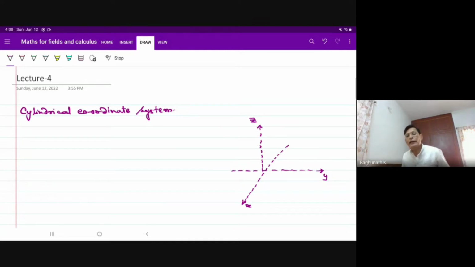And every point is then represented as the point of intersection of three planes. These three planes are the planes parallel to these reference planes. X is equal to constant is a plane parallel to the yz plane, y is equal to constant is a plane parallel to the xz plane, and z is equal to constant is a plane parallel to the xy plane. This is how we got surfaces, right? One surface like this, one surface like this, and another surface is the xy surface, the plane itself.